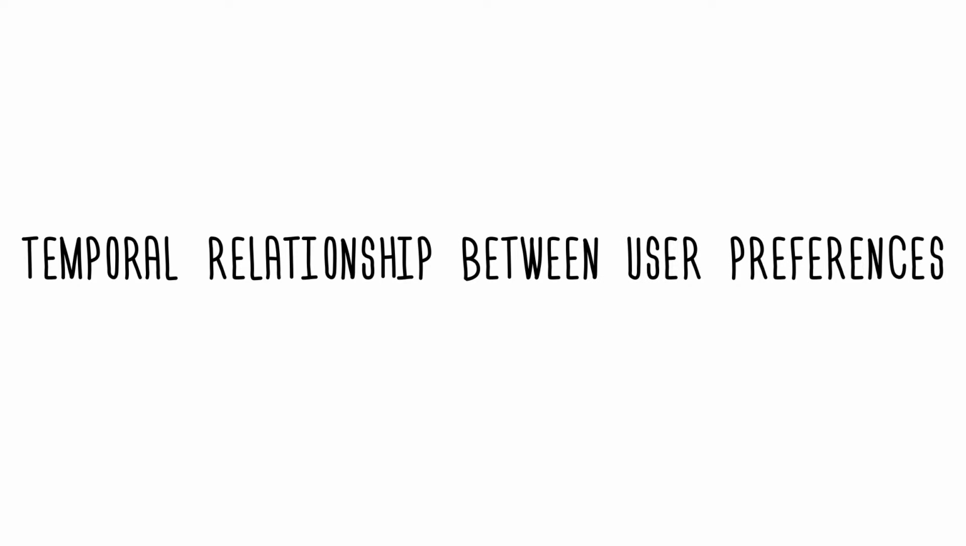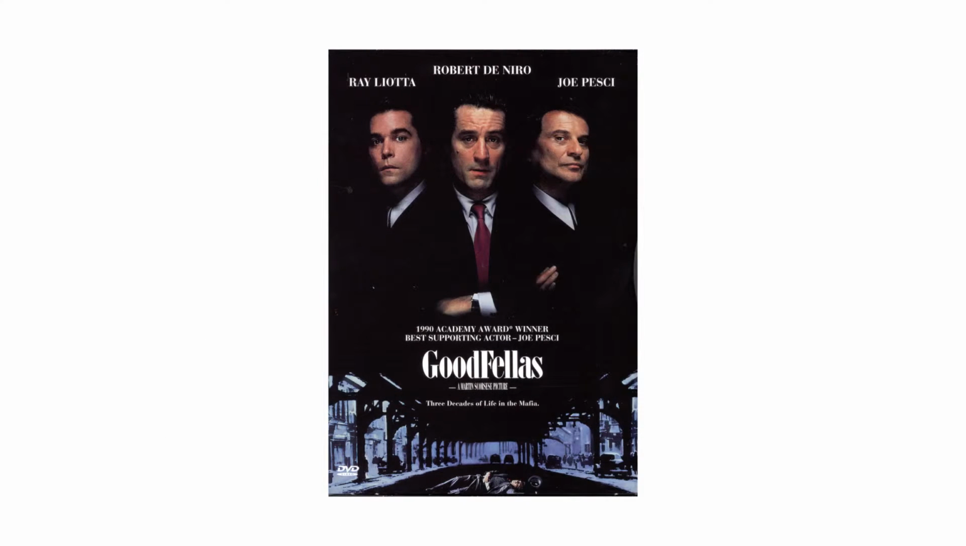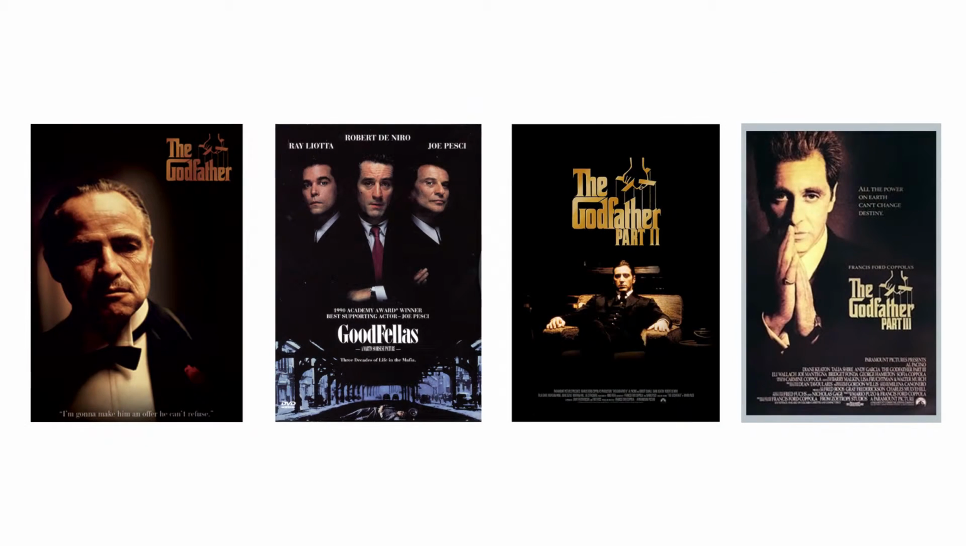Now we shall discuss the second challenge we had outlined in the beginning: how to capture the temporal relationship between user preferences using graphical models. If you like movie Goodfellas, then a good recommendation algorithm, such as the probabilistic graphical model above, may suggest that you will like Godfather Part 1, Part 2, and Part 3. The question is, which one of these should be recommended first?